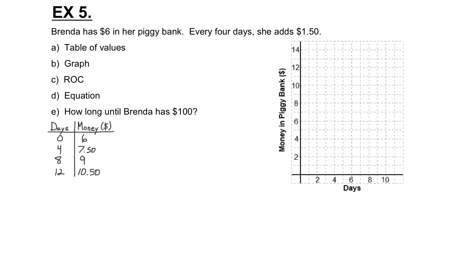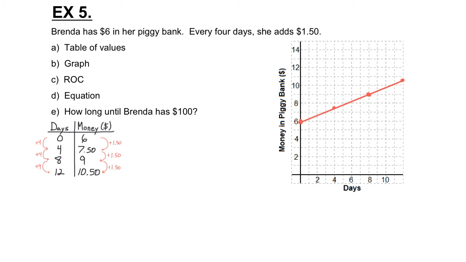So to make my table of values, I knew that she started with $6 in her piggy bank. So on day 0, she has $6. Every 4 days, she adds $1.50. So I just went every 4 days and added $1.50 each time. So you can see I've just indicated that here. Every 4 days, adding $1.50 each time. To make my graph, I just took my points that I figured out on my table of values and I plotted them on the grid. Then I drew a nice straight line through my points.